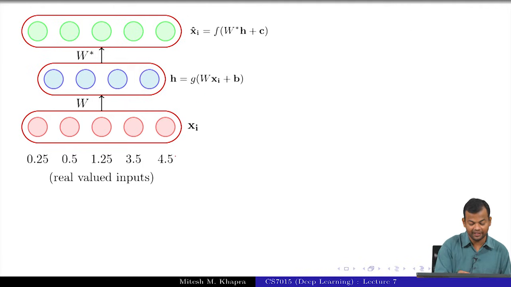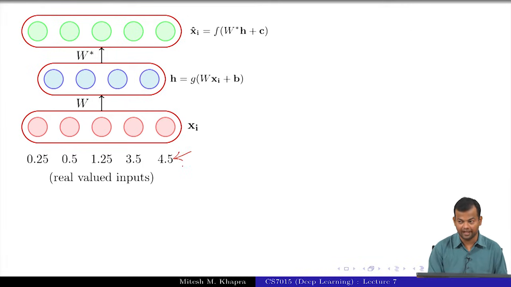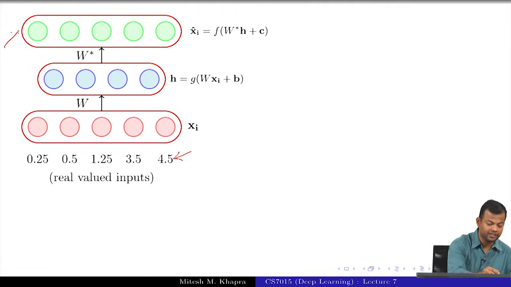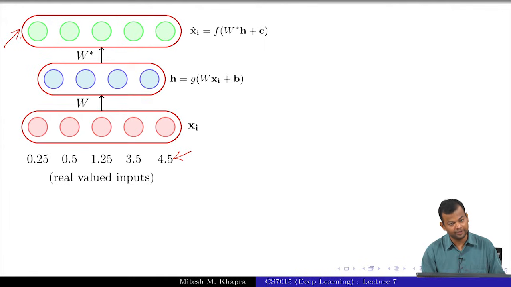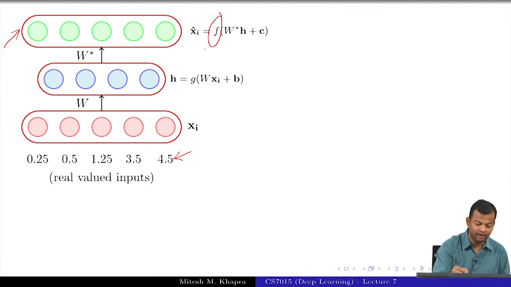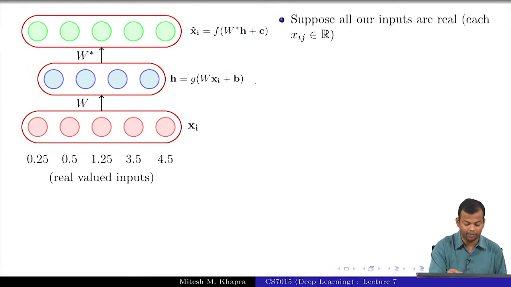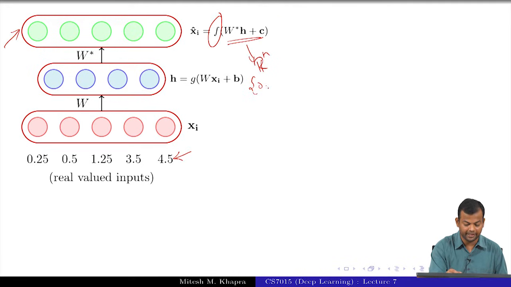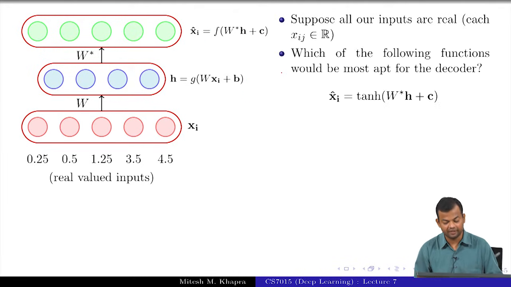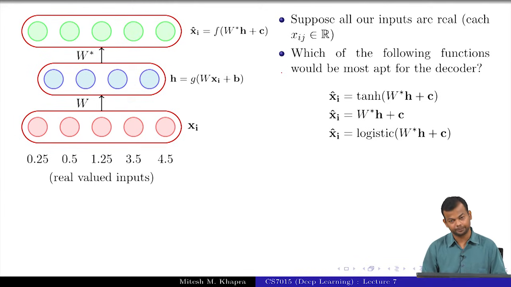Now let's consider the other case where your inputs are real valued. That means when you reconstruct something, you should again produce real values. That means your function f should take whatever is the input given to it and map it to some real numbers, right? So that is what we want from this function f. Earlier in the binary case, we wanted it to map to binary numbers. So that is the difference that we have now. In this case, which of the following would be appropriate?